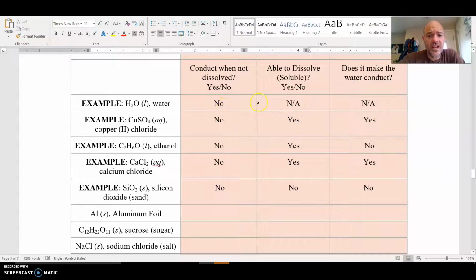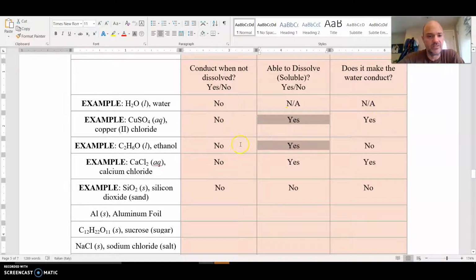Water, we saw, does not conduct. It doesn't really matter if it's able to dissolve in water. It doesn't make the water conduct. No, I mean, we can't really answer those.